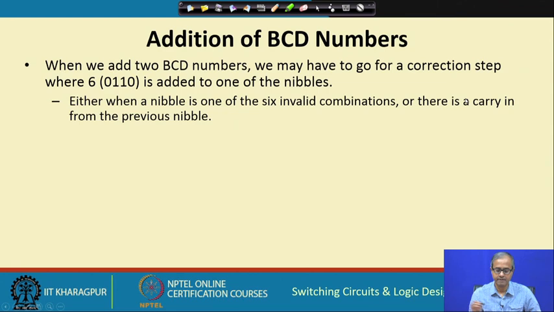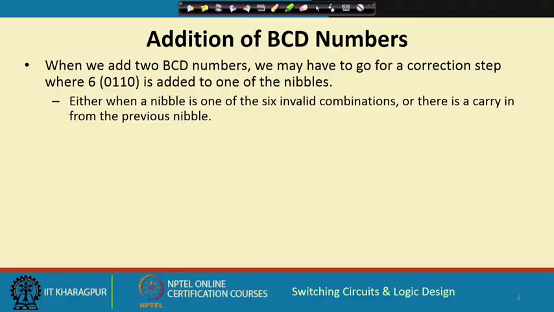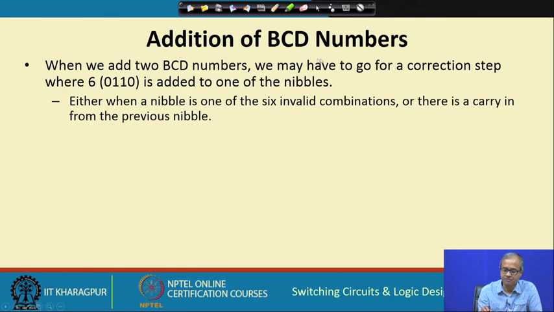Next, we said that the advantage of BCD is that we can convert decimal numbers into BCD coded binary representation very easily, as we had seen. Next, if we want to do some simple calculations, let us say some additions, how do we do it directly in BCD? So, now we shall be talking about some rules for addition of BCD numbers.